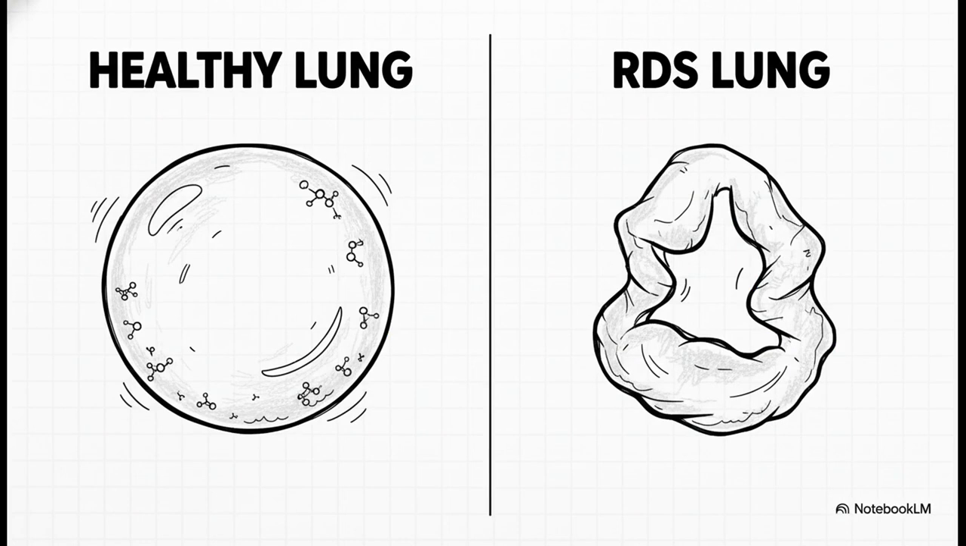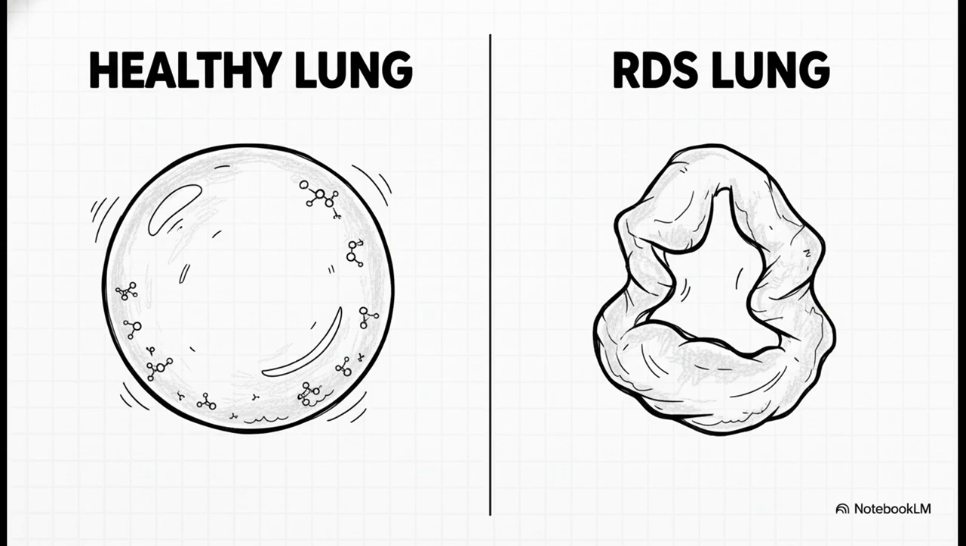So for a premature baby, what is the single biggest, most immediate danger? It's breathing. This leads to something called neonatal respiratory distress syndrome, or RDS. The main problem here is very simple. Their immature lungs don't have enough surfactant.